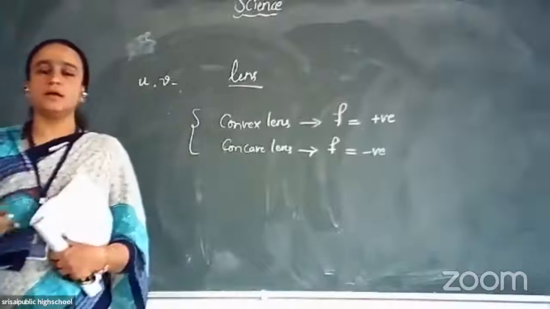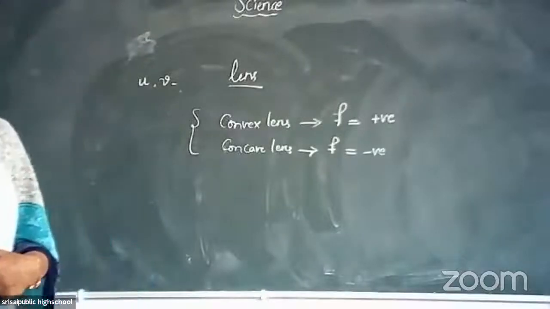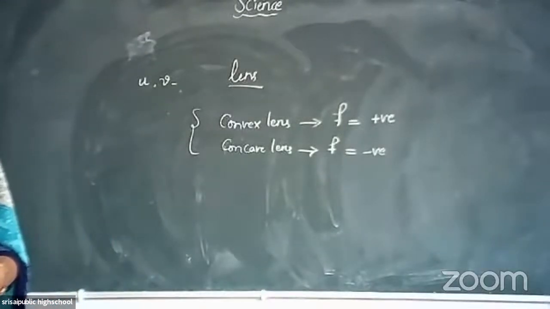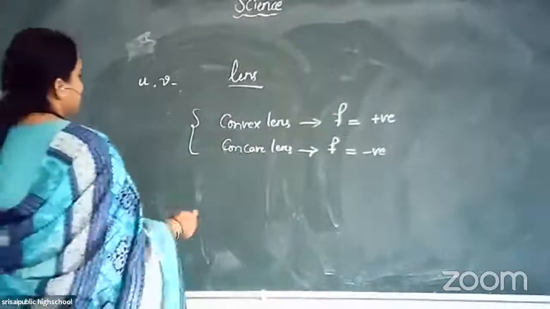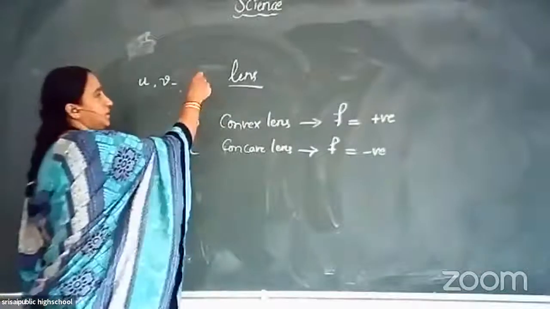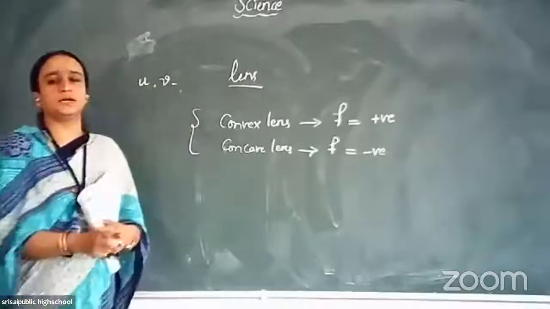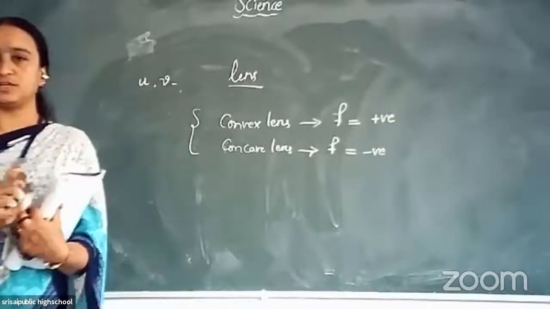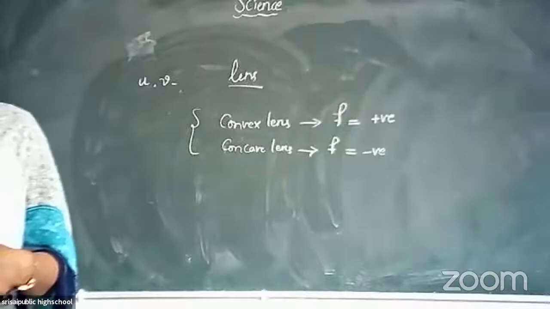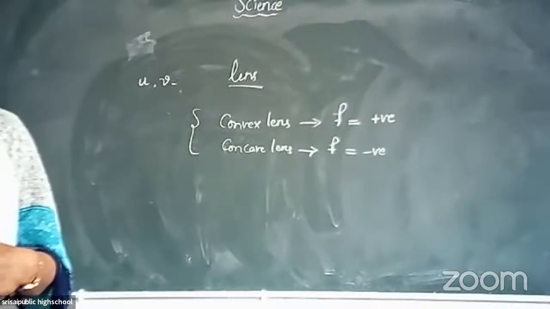Then what is the sign given for the focal length of a concave lens? Naturally, it is negative. Only this is the change with respect to lenses and mirrors. So is it clear about the sign convention of the spherical lenses? Is it clear?